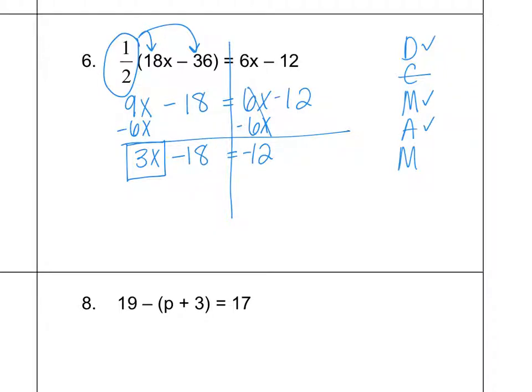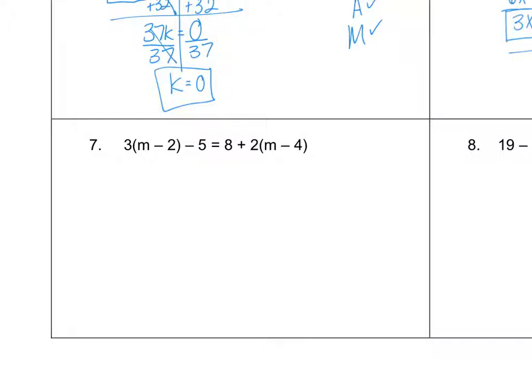From here, I'm going to add or subtract. So here, I have 3x minus 18. I'm going to add 18 to each side. Those cancel out. 3x is equal to negative 12 plus 18 gives me 6. And our last step here, do I need to multiply or divide? Looks like I'm going to divide each side by 3 and get x is equal to 2.